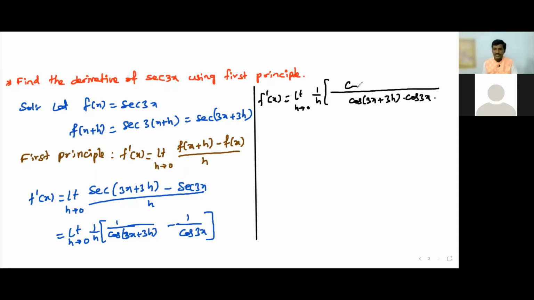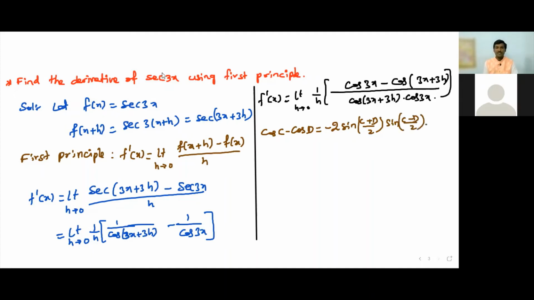Now multiply here, cross multiplication. Since LCM, the denominator we have cos of 3x plus 3h, so we write cos 3x minus cos of 3x plus 3h. Now I am taking the cos c minus cos d formula here. So cos c minus cos d is equal to minus 2 sine of c plus d by 2 into sine of c minus d by 2.